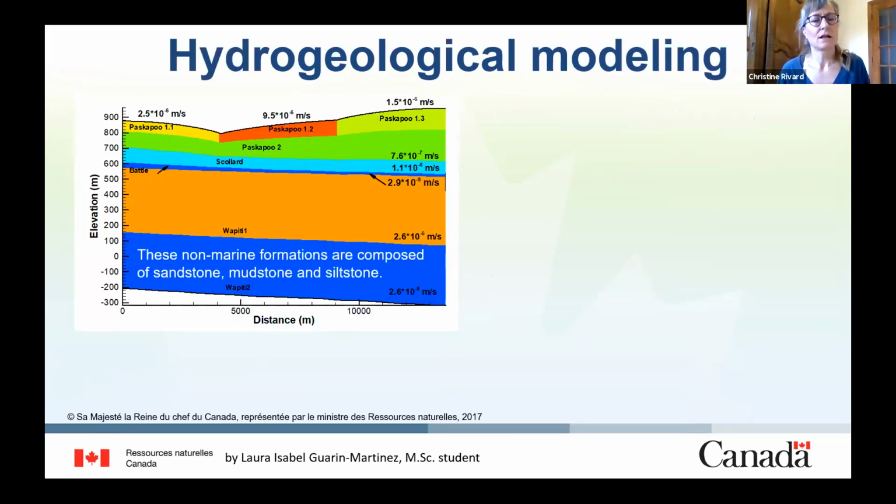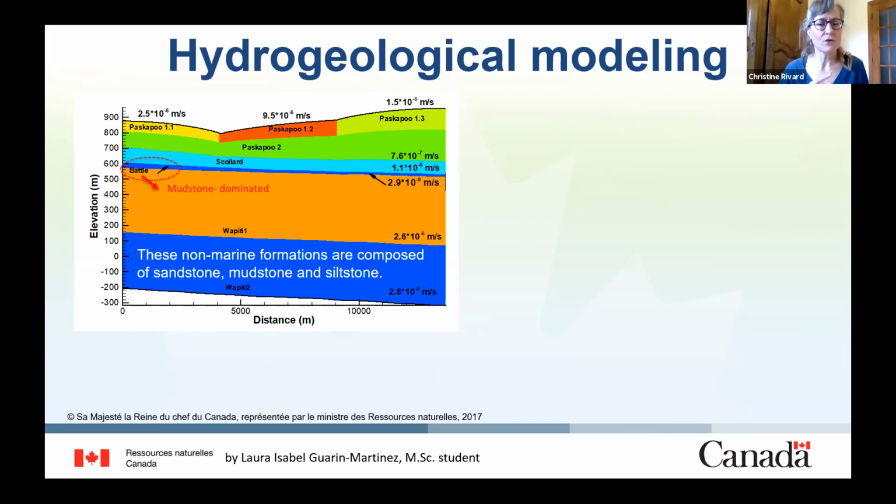I will now present the results of the two-dimensional hydrogeological model that has recently been completed. This figure presents the final, thus calibrated version of the model. It includes the upper 4 formations, which are from the oldest to the youngest, the Wapiti, Battle, Scollard, and Pascapoo formations. These non-marine formations are composed of sandstone, mudstone, and siltstone, except for the Battle formation, which is mudstone dominated and thus considered nearly impermeable.